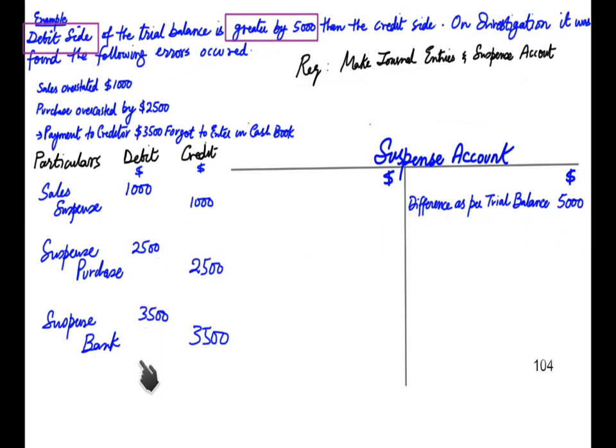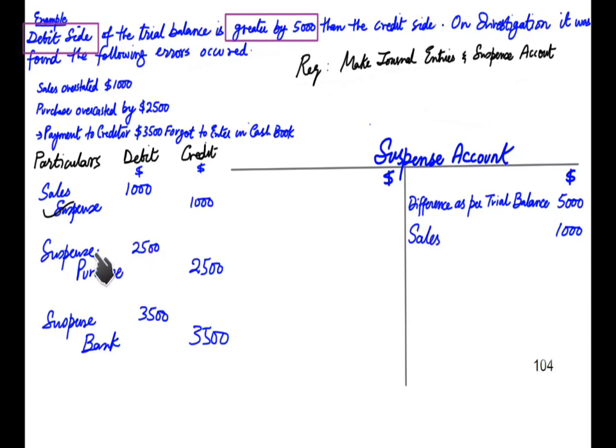Now we have already corrected all those errors. We need to insert these journal entries into the suspense account. As far as the first entry is concerned, suspense account is credited by 1,000. So we credit the suspense account by 1,000, and the reference would be sales. As you may be aware, whichever account is credited, the reference would be the account that should have been debited.